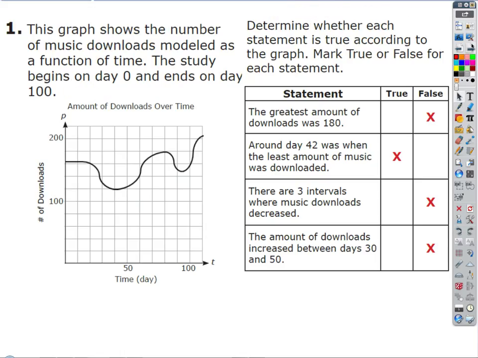Interpreting graphs. There's going to be a lot of questions that just ask you to interpret graphs. But they're not hard. If you just take your time, they're going to be really easy. Like look at this one here. It tells us the number of music downloads as a function of time. So number of downloads versus what day it is, right? How many days. So we just got to pick which of these statements are true and which are false.